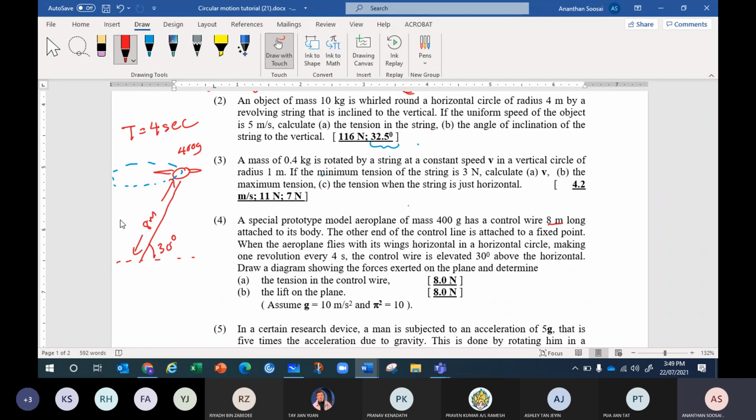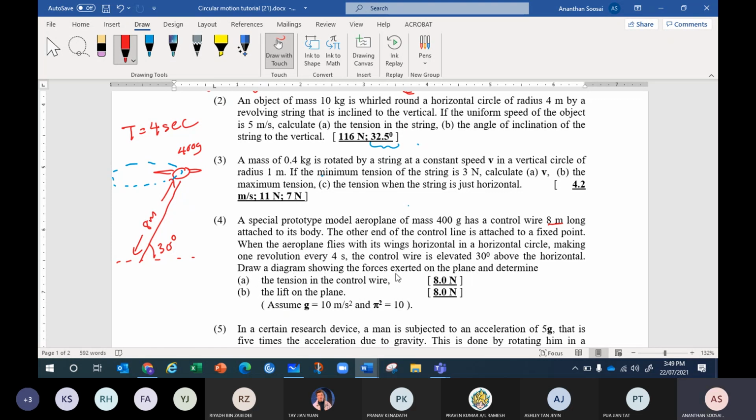In a real examination, the diagram will be provided. That's why I'm showing the diagram. So this is the situation of the plane. The plane wing is horizontal. Now your turn. Think carefully.